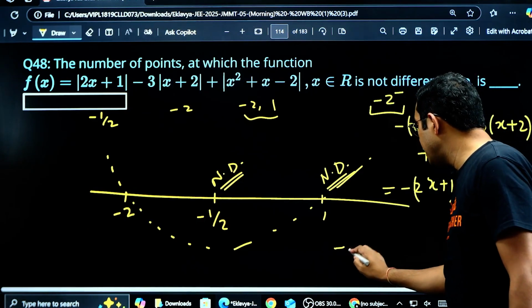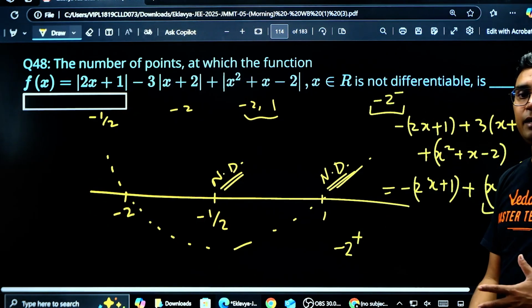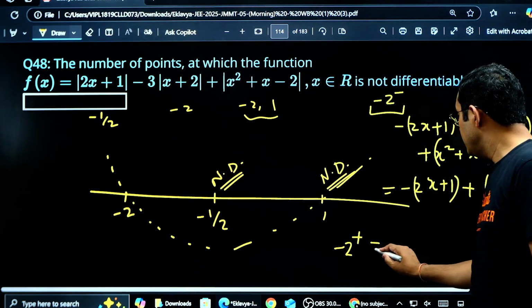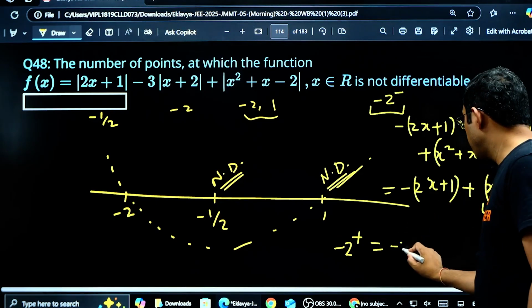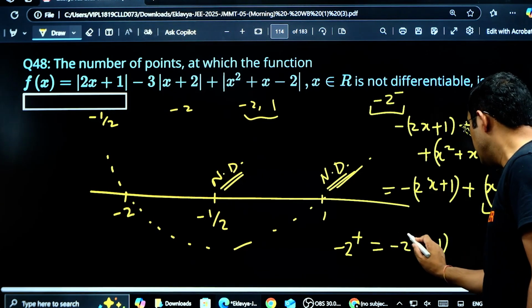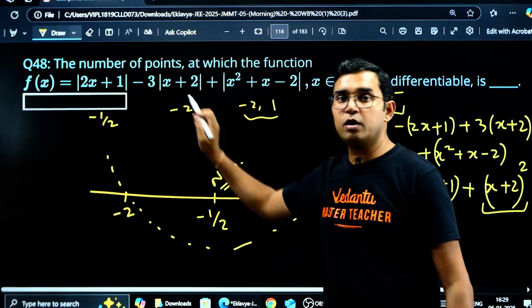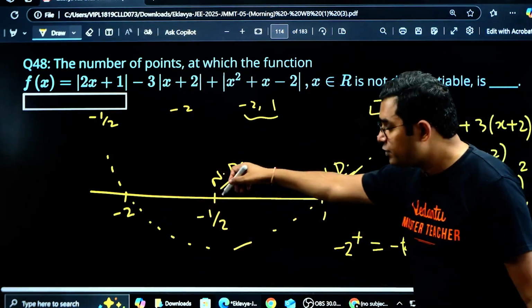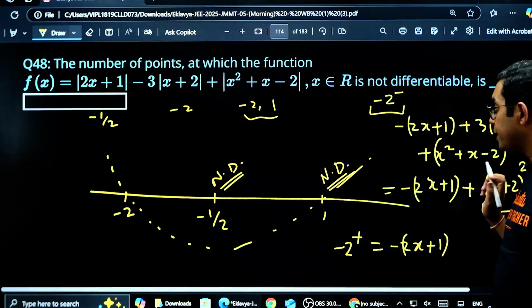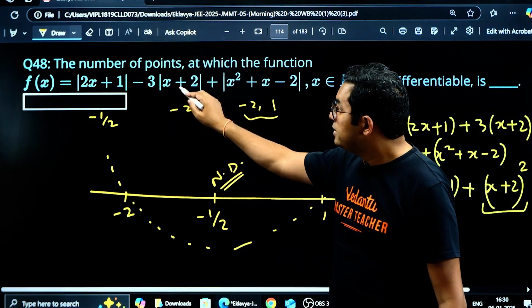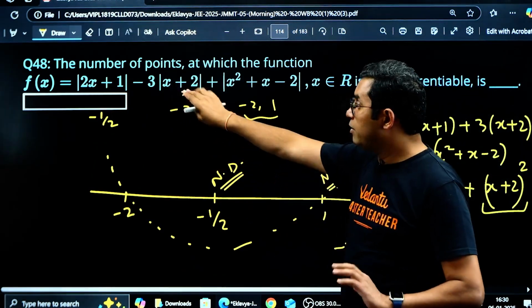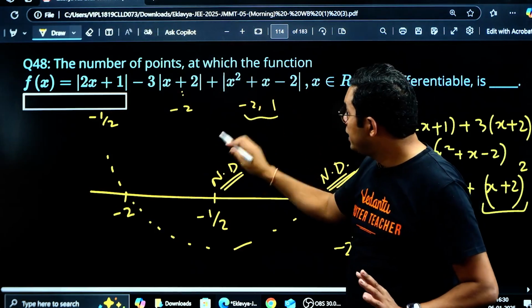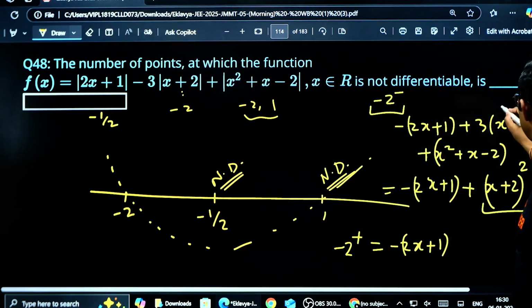Now if I go after -2, that is x greater than -2, then my first thing will remain the same, minus of 2x plus 1, because just after -2, this will not become positive. I'm talking about slightly more than -2, not after -1/2. So that will remain the same. But after -2, you can see this will change its sign. It will be positive. This will also now become negative. So they both will change their signs.